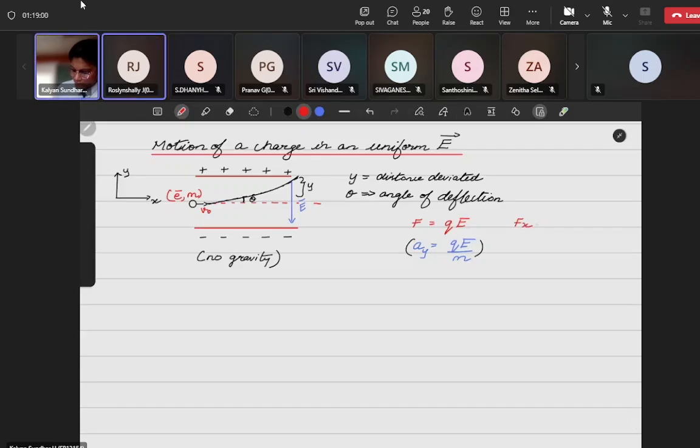Now, what about f along x? What about acceleration along the x-axis? So, what about the force along x-axis? Is there any acceleration or force? There is none. So if there is no force there, then what about the acceleration along x-axis?